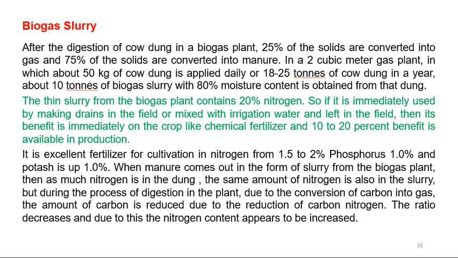After the digestion of cow dung in a biogas plant, 25% of the solids are converted into gas and 75% of the solids are converted into manure. In the previous slide, we have discussed the working principle of biogas plant to produce biogas slurry.